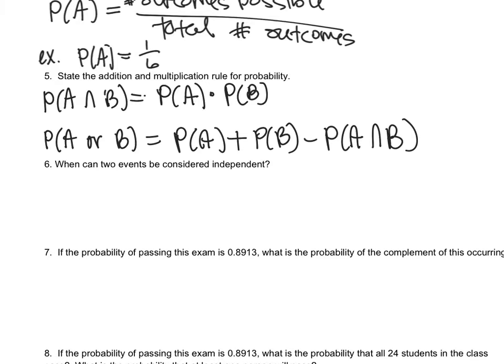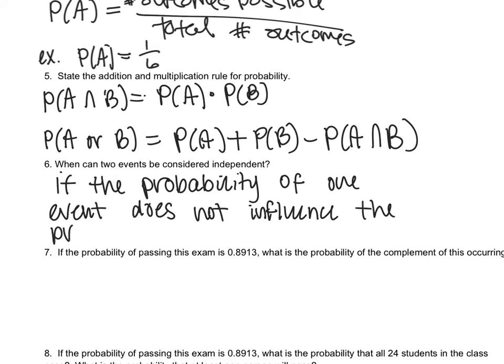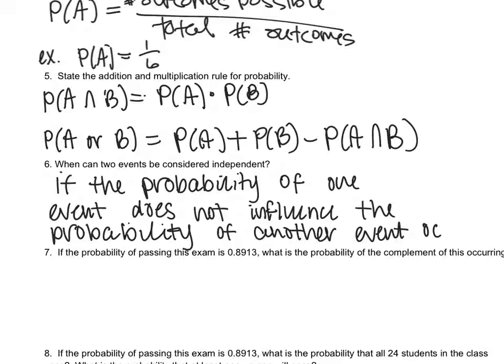So 2 events can be considered independent if the probability of one event does not influence the probability of another event occurring.